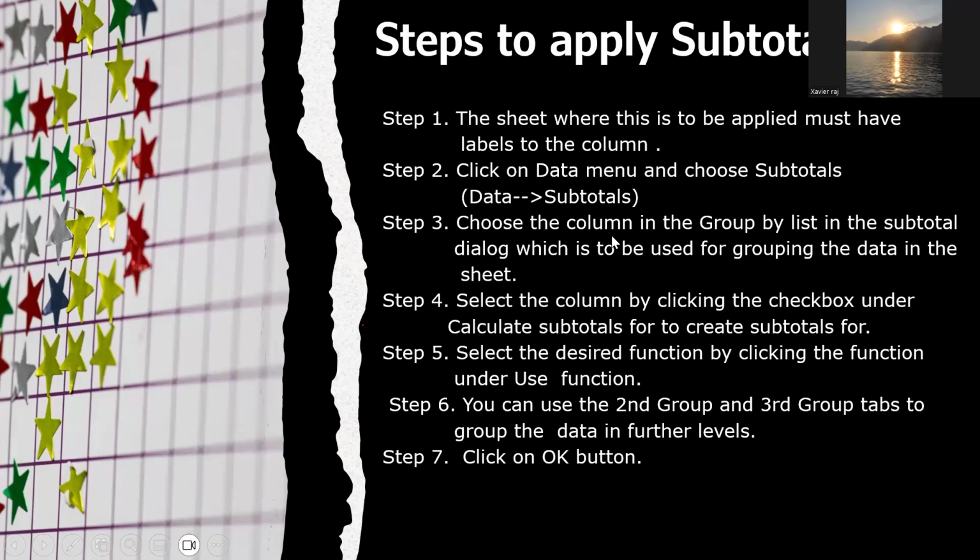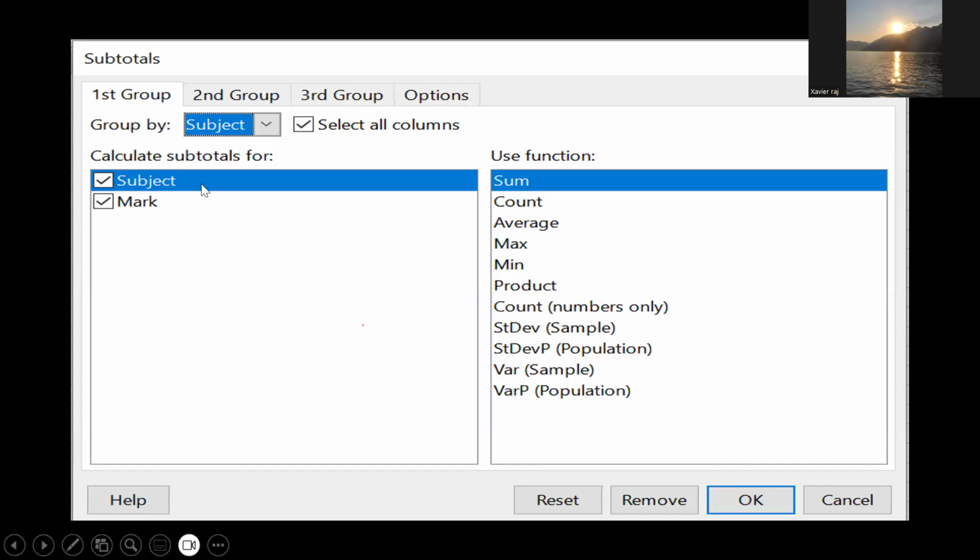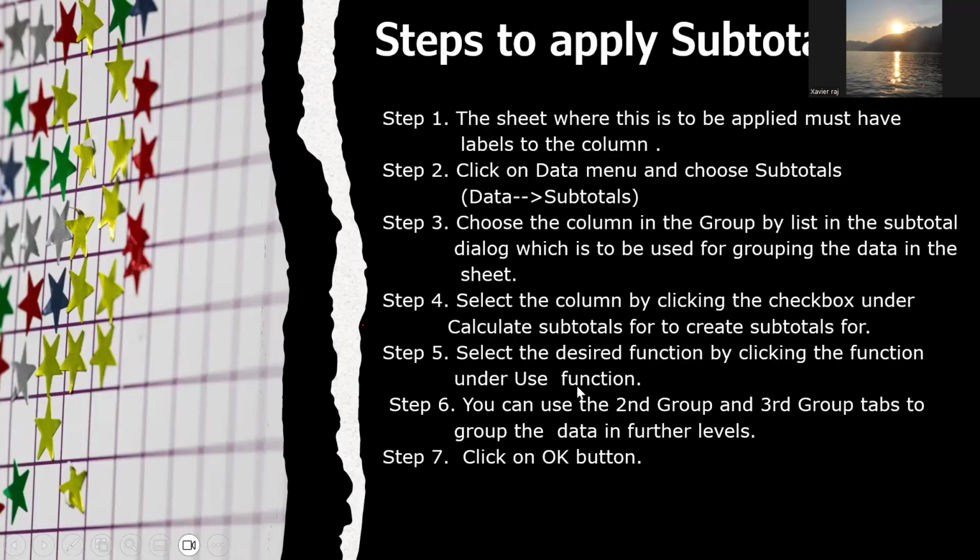Then choose the column in the Group by list of the Subtotal dialog, grouping the data. Select the column, which I showed you in the previous one, according to which column you want to do the subtotal. Select the column by clicking the checkbox under Calculate subtotal and create the subtotal.